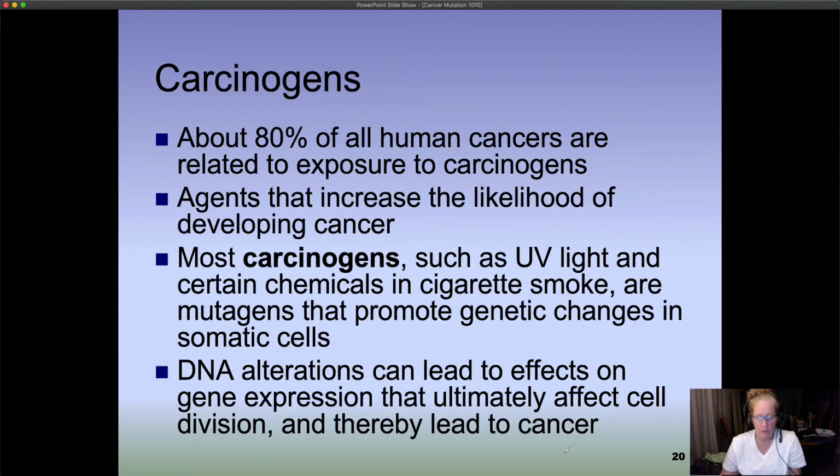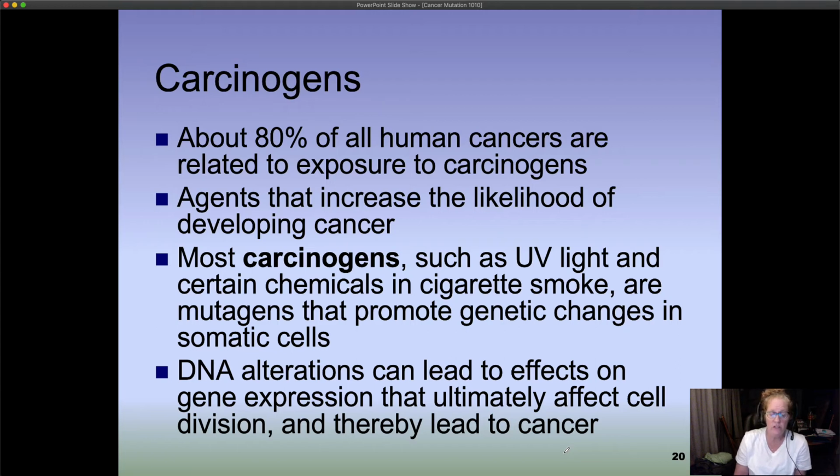Carcinogens are environmental factors that are known or linked to the development of cancer after exposure. So about 80% of all cancers are related to some type of carcinogen exposure. This would be things like cigarette smoke, sunlight, UV light, chemicals, anything that causes some type of mutation in the genetic material when exposed to it, and ultimately can lead to genetic changes in somatic cells.